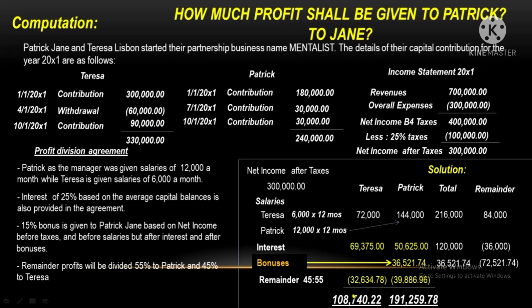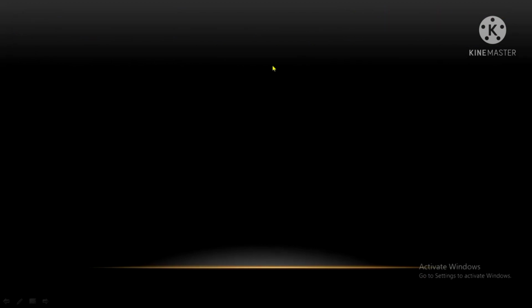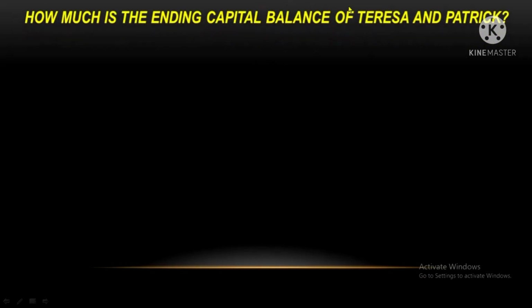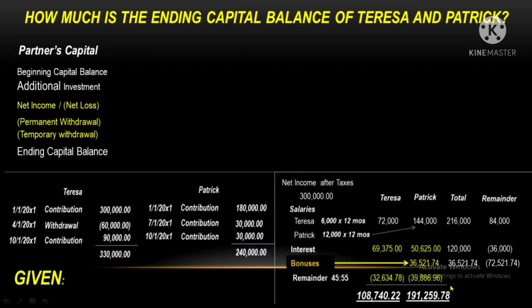But wait, what if there is a follow-up question like how much is the ending capital balance of Teresa and Patrick? Well, to answer that, we just have to fill this up with the details from the given. And of course, based on our recent profit distribution solution. So let's start with Teresa. So let's put here her initial contribution, which is 300,000. And since she made a permanent withdrawal of 60,000, let's put it right here.